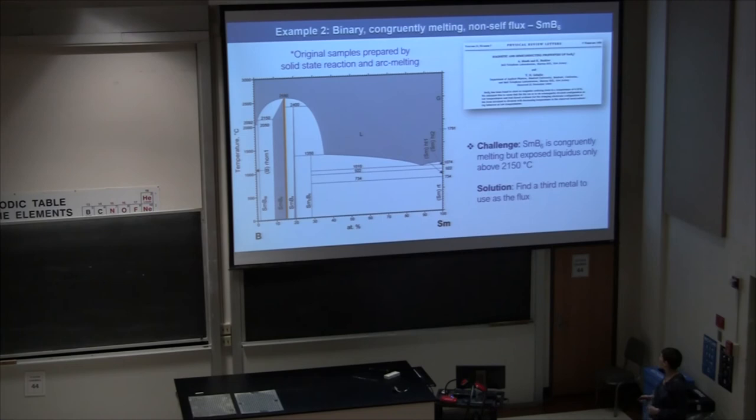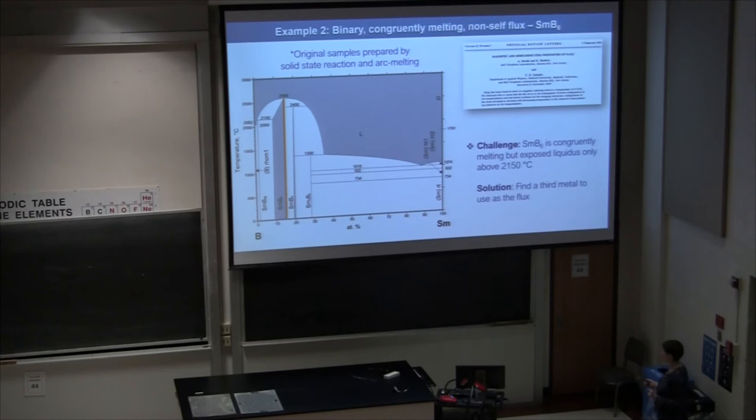Okay. So its exposed liquidus is above 2100 degrees Celsius. The solution that we're going to use for this problem is to find a third metal that can act as a flux for samarium and boron. Boron is an incredibly difficult material to dissolve in anything. It has very low solubility in just about everything, but the best option turns out to be aluminum.